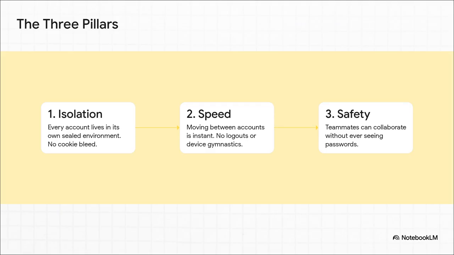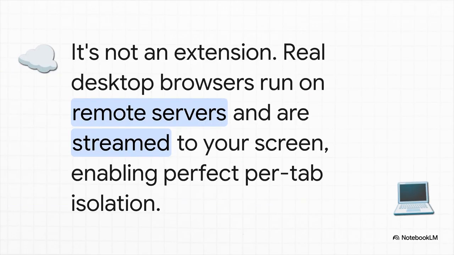First up, isolation. This means every single client account lives in its own completely sealed container. No more cookie bleed, no more weird session collisions. Second, speed. Switching from client A to client B is instant. No logging out, no gymnastics. And third, and this is a big one, safety. This lets your team collaborate without ever having to share a password. And you can revoke that access in a heartbeat. So how is this even possible?